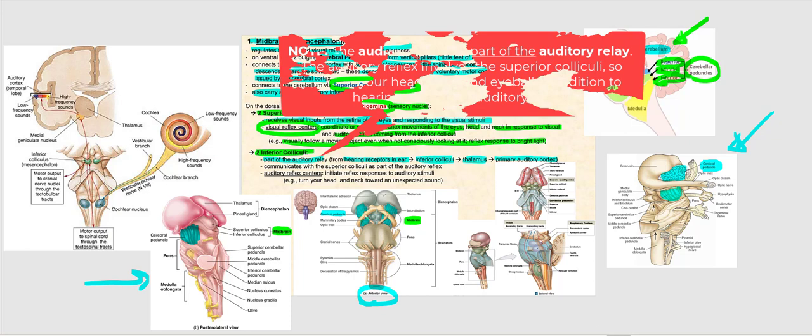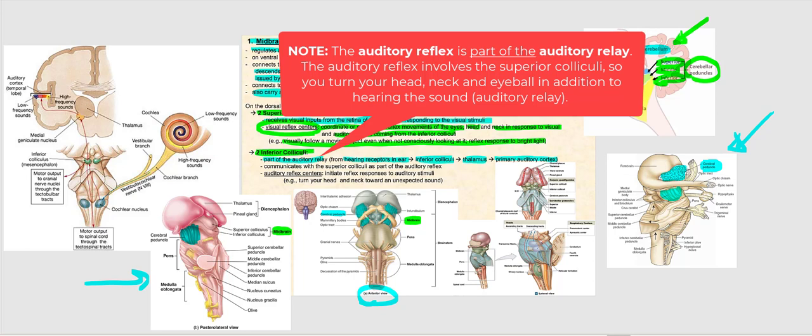Now, as part of this auditory reflex center, the inferior colliculi will communicate with the superior colliculi. Therefore, if you hear a loud bang, let's say on your right side, all right, so you hear a loud pop or a loud bang, your auditory reflex inferior colliculi will then communicate with the superior colliculi. Therefore, you now will turn your head and your neck as well as your eyeball to the right. Why? Because you've heard that loud bang on your right side. Once again, that's part of this auditory reflex center.